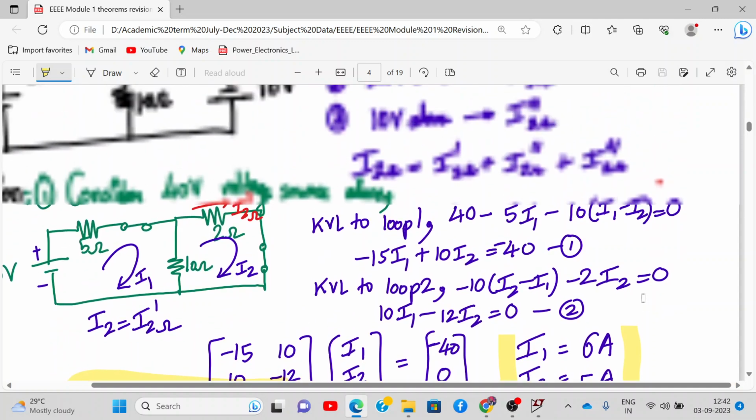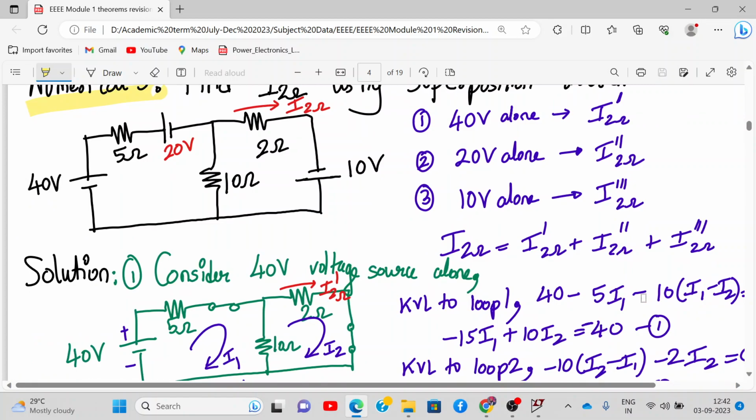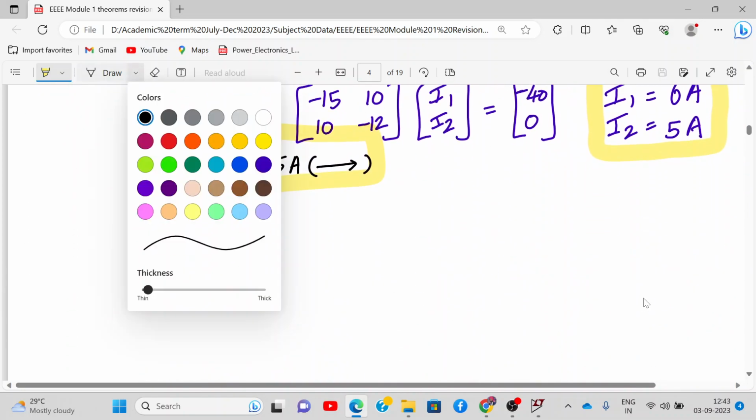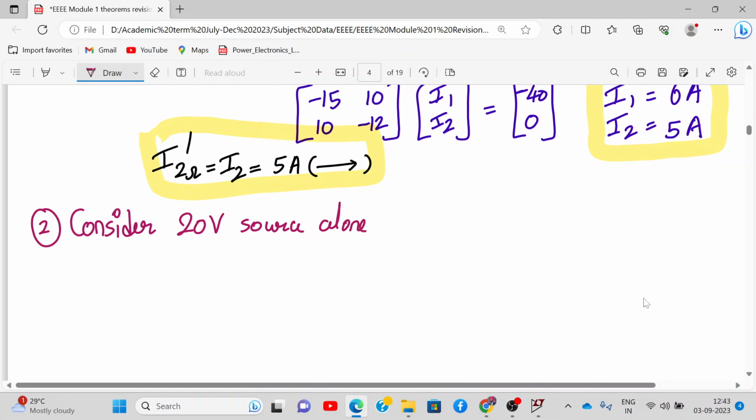So first we have considered the 40-volt voltage source. Now we'll consider the 20-volt voltage source. When we consider the 20-volt voltage source, the 40-volt and 10-volt sources will be short circuited. So let's do it. Second case, consider the 20-volt source alone. So I'm drawing the circuit with only the 20-volt source. Remaining things are short circuited, the voltage sources.